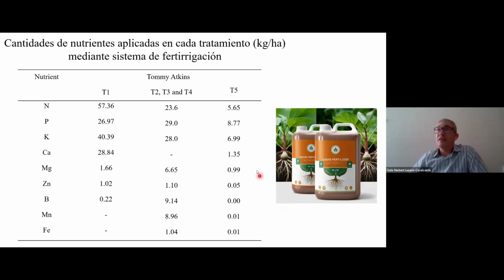So much so that the amounts of the fertilizer changed extensively. We see here a table of the amounts of nutrients applied with each treatment using a fertigation system. So we see the different treatments to the farm. For T1, it was 57.36 kilograms of treatment. For T2, T3, T4 was 23.6, and T5 was 5.65. So this shows the significant difference here. Now, there was no recommendation for calcium application in this case because it was already very high, both in the soil and in the leaf. So we did not believe it was necessary to apply any more.